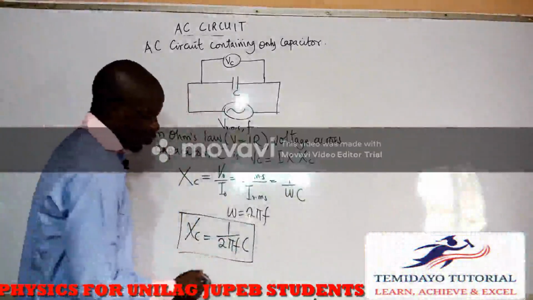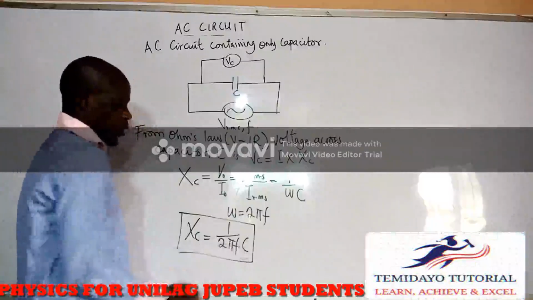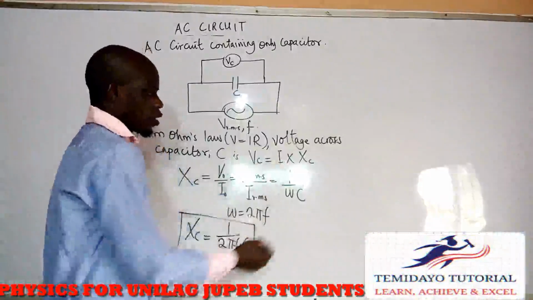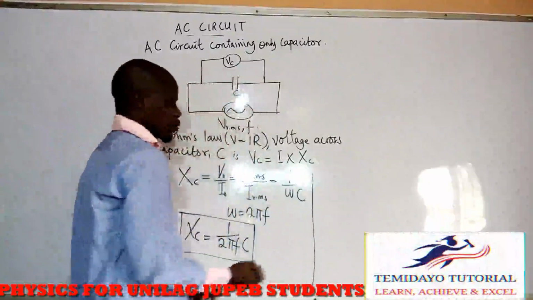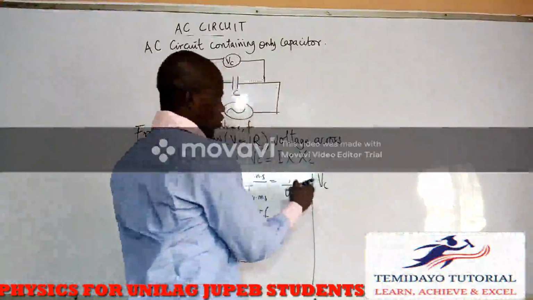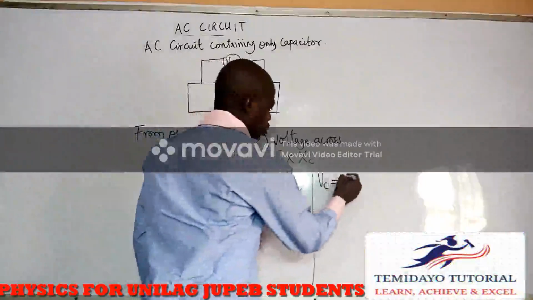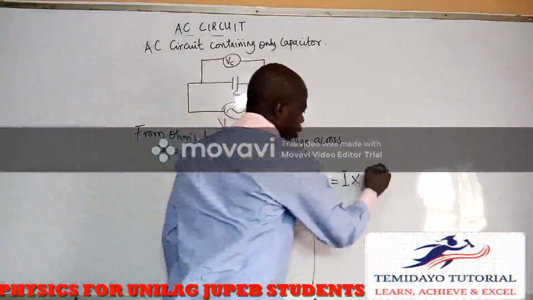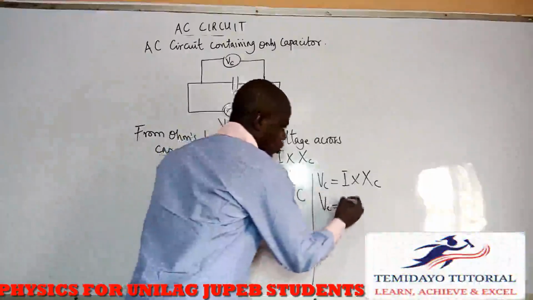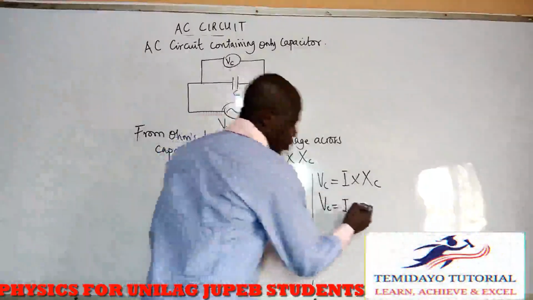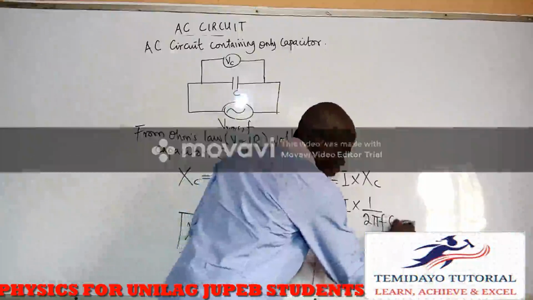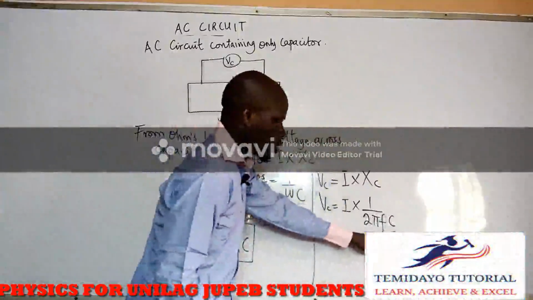Now, from here, we can find the value of the capacitor when you substitute this value back into what we have here. When you do that, what are we going to get? We can see that the voltage across the capacitor equals the current multiplied by the capacitive reactance. We have established that VC is equal to I times 1 over 2 pi fC. So what is our capacitor in this case?